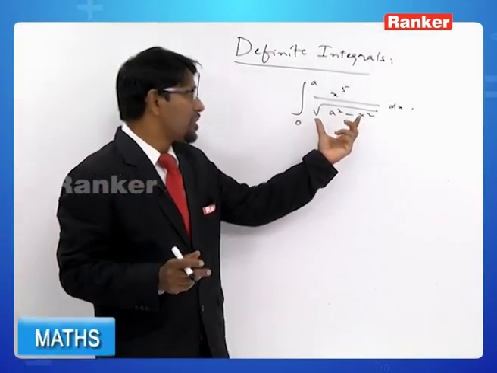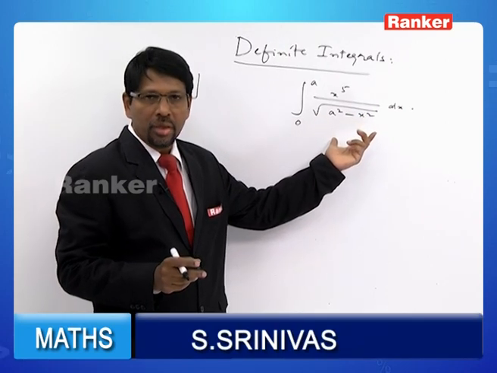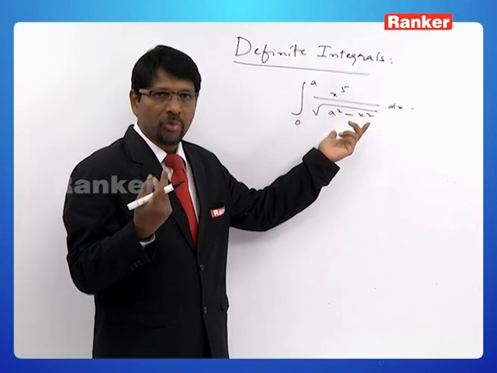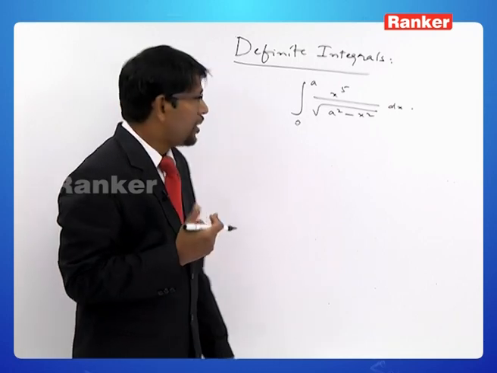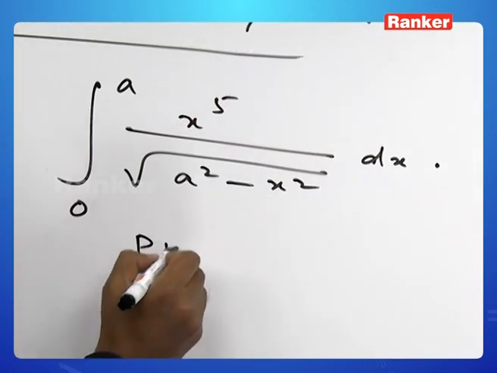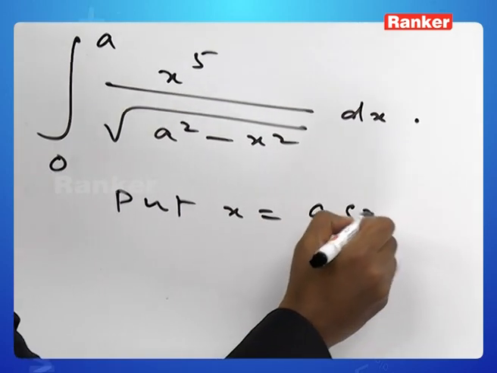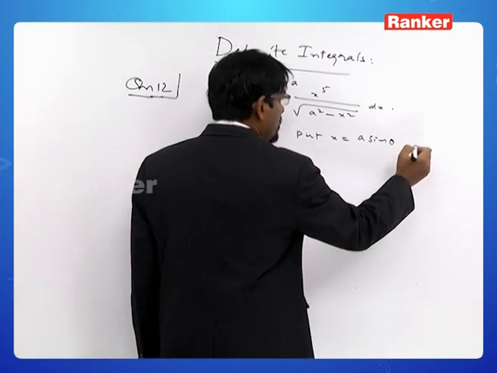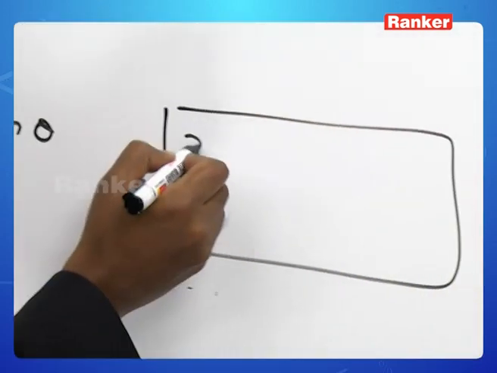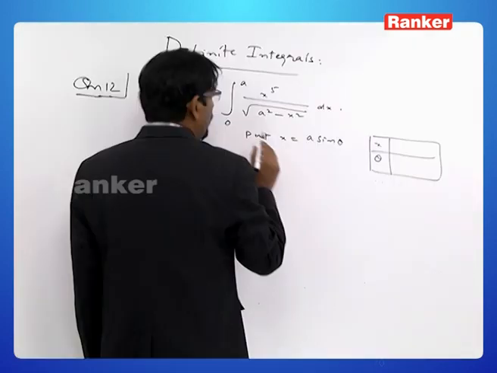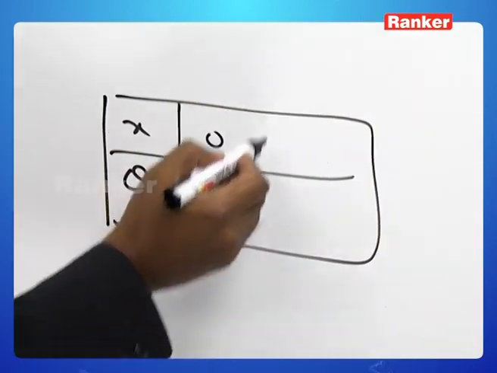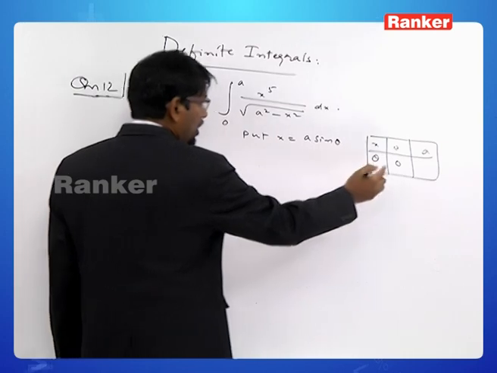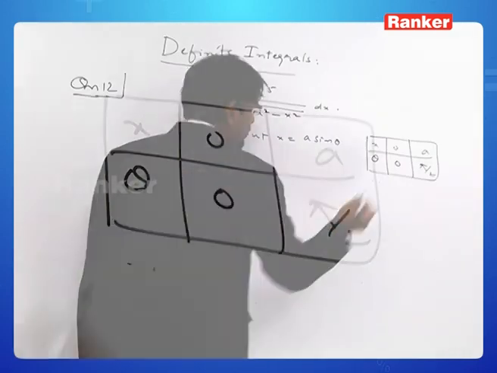See, whenever you come across this kind of an expression root over a square minus x square, the substitution that we suggested was put x equal to a sin theta or a cos theta. So what we do is we put x equal to a sin theta. And when does x become 0? When theta is 0. So we'll write this x and theta table. Whenever x is 0, theta is also 0. Whenever x is a, so a sin theta is equal to a, sin theta must have been 1, so theta must be pi by 2.